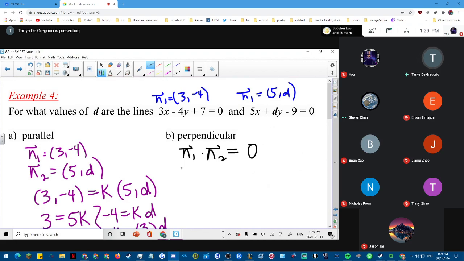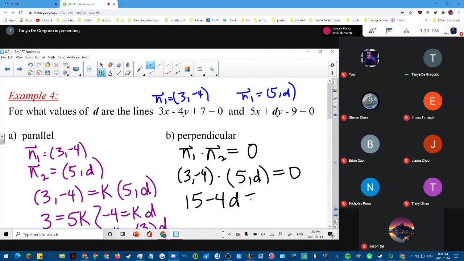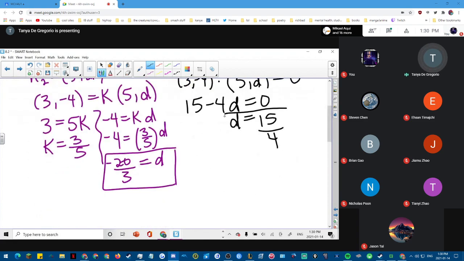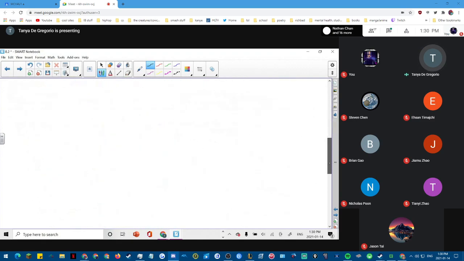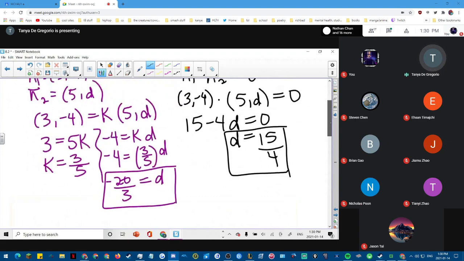So normal 1 is (3, -4), and normal 2 is (5, d). And we know that when we dot them, if they're perpendicular, it has to equal 0. And in order for them to be perpendicular, the d value has to be 15 over 4. Okay, so that is using the normals to find parallel and perpendicular lines, or values that will make them parallel or perpendicular. Are there any questions?